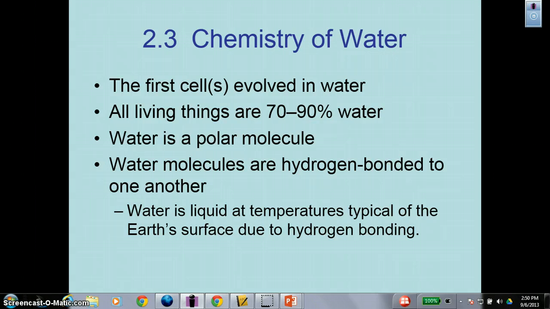We learned in the last lecture that water is a very polar molecule, and because it's polar, it hydrogen bonds to other water molecules, and this allows our Earth to be covered in water and for it to be liquid on the surface of the Earth due to this hydrogen bonding.